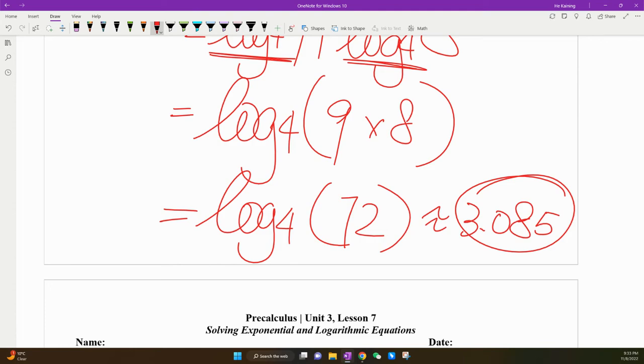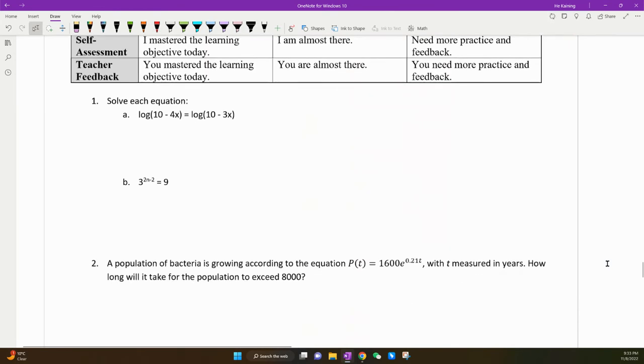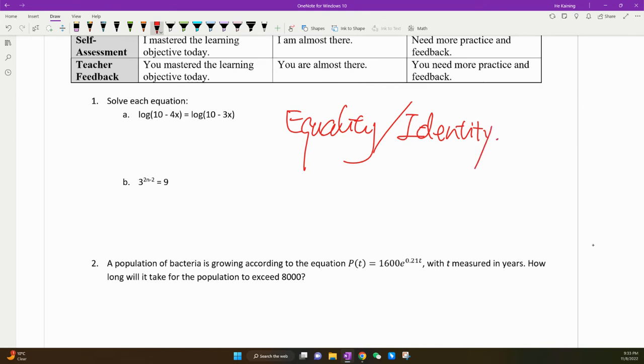Step-by-step rounding. Let's take a look at number 7. Lesson 7. Actually, I can finish 7 and 8 at the same time right here. So in here, we're going to solve each equation. Again, we have talked about lesson 7, which is called our equality rule. Equality, or so-called identity. I hate spelling.